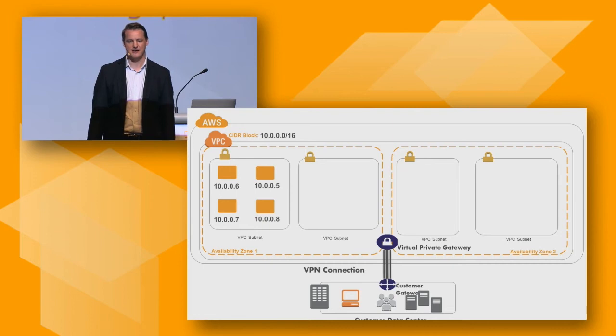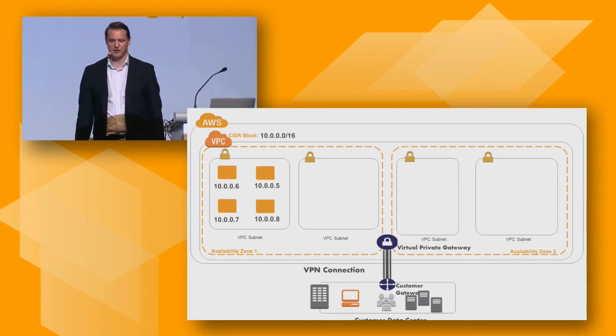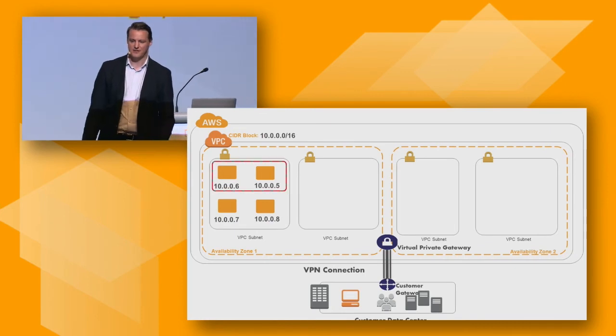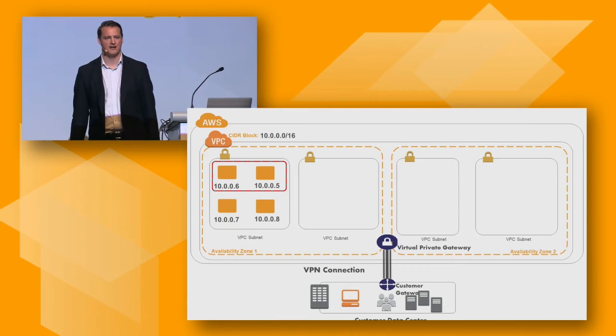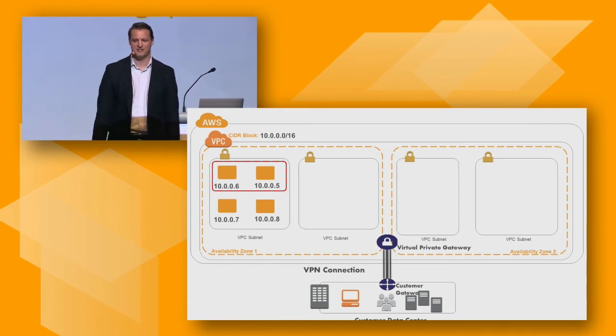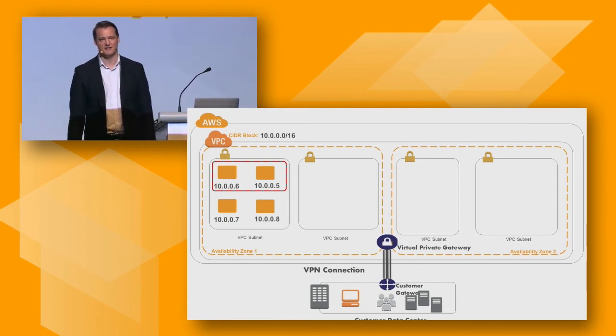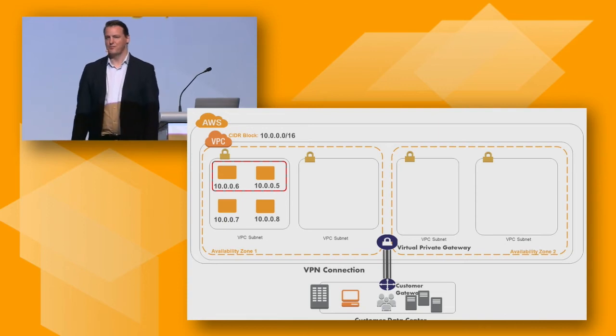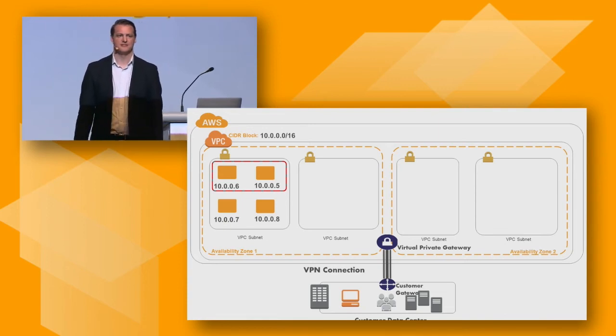If we deploy a second application in, right now, with no security group, they won't be able to talk to anything. If we add the security group, 10.0.0.6 and 10.0.0.5 will be able to talk to each other. But 10.0.0.7 and 10.0.0.8 are still isolated. It's an important point that's different to your on-premise.